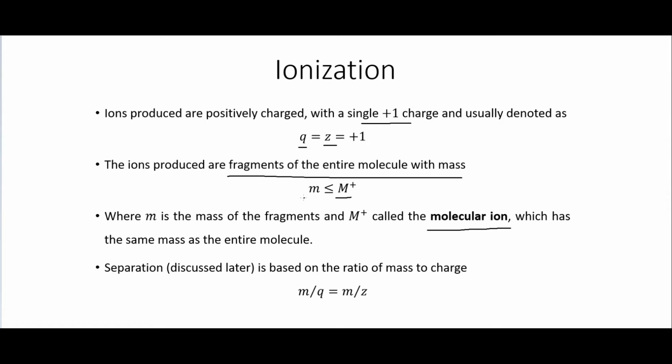And then you also get fragments that are smaller than that. Separation, which we'll discuss here in a little bit, is based on the ratio of mass to charge. And since the charge is usually just +1, we are looking at essentially a separation based on just the mass. That's what we're trying to do here in the mass spectrometer. And the ionization is the step that actually splits these molecules into fragments that have the positive charge.